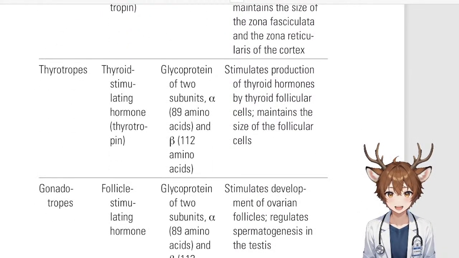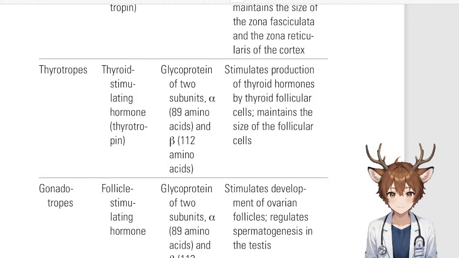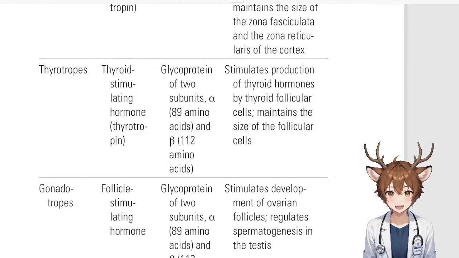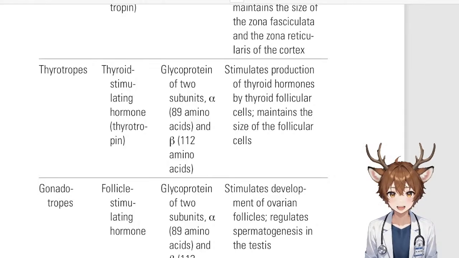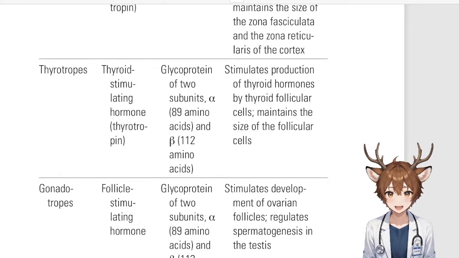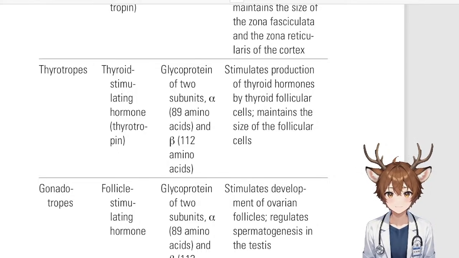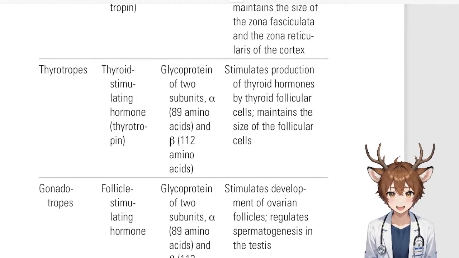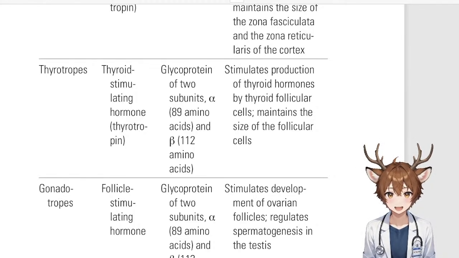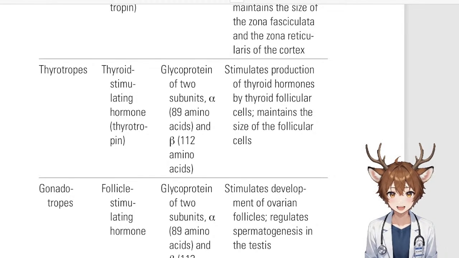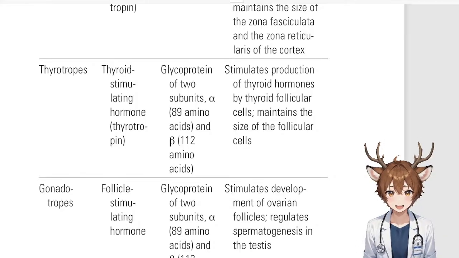So we'll go down to the next one. Thyrotropes. So thyroid stimulating hormone, thyrotropin, also called TSH. So basically, thyrotropes release TRH. Wait, no, thyrotropes produce TSH. Yes, TSH. So basically what's happening is that the TRH, or thyrotropin releasing hormone, from the hypothalamus goes down to the pituitary stalk, down to the thyrotropes, and then releases TSH from there.